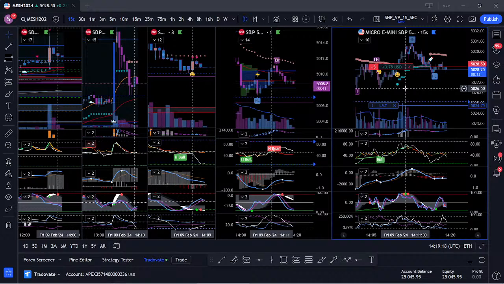So the news was positive. Inflation in December was even lower. Yeah, it was good news regarding inflation.